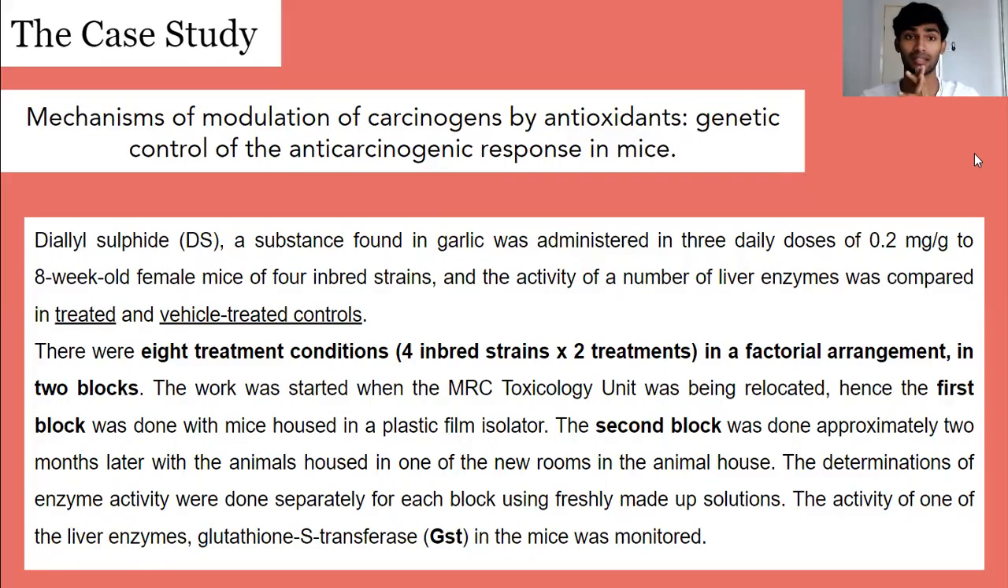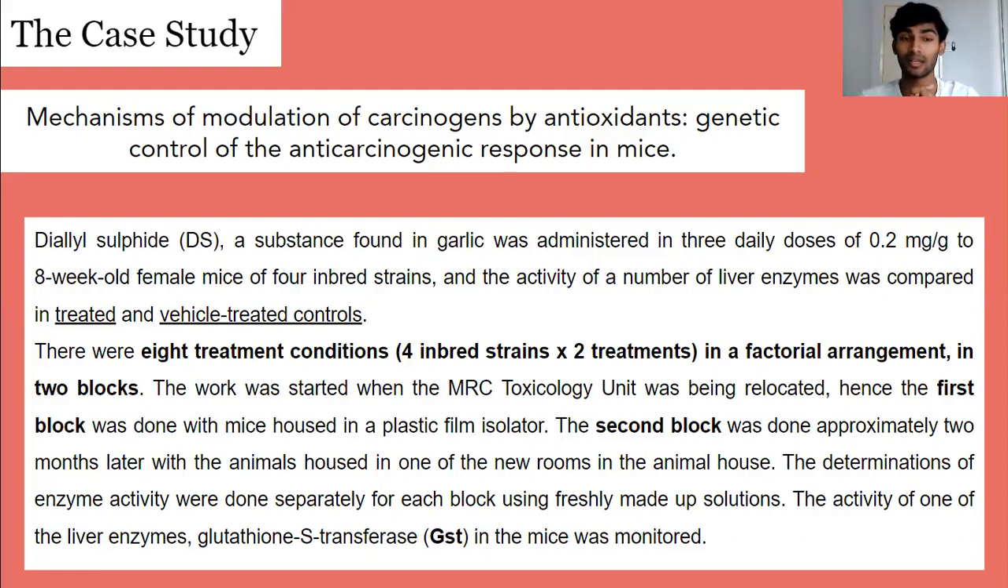So, the selected case study: mechanisms of modulation of carcinogens by antioxidants, genetic control of the anti-carcinogenic response in mice. Diaryl sulfide, DS, a substance found in garlic, was administered in 3 daily doses of 0.2 milligram per gram to 8-week-old female mice of 4 inbred strains. So, this is our experimental unit, 8-week-old female mice. And the activity of a number of liver enzymes was compared in treated and vehicle treated controls.